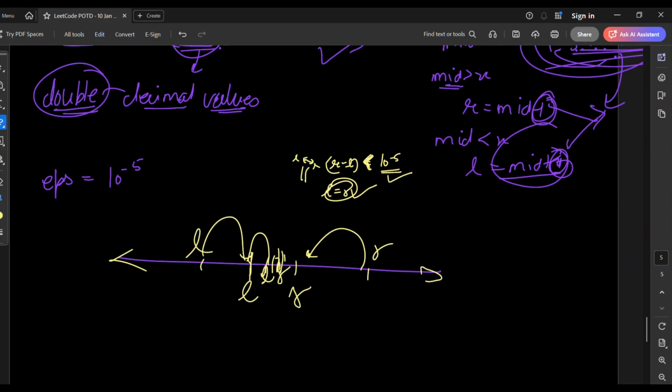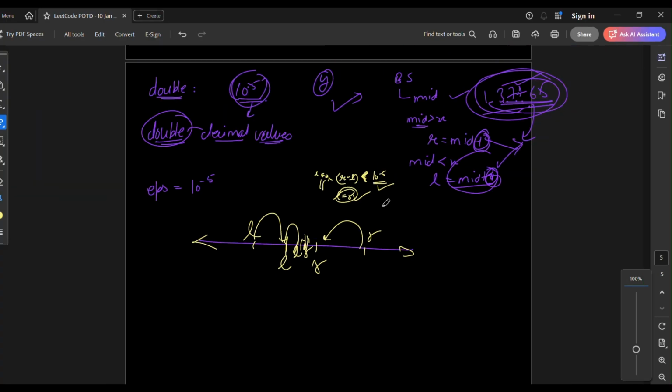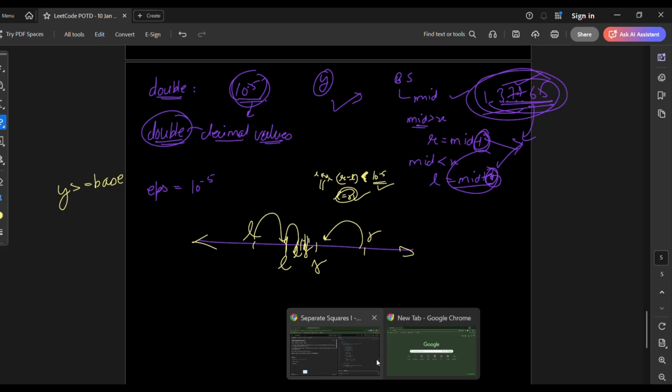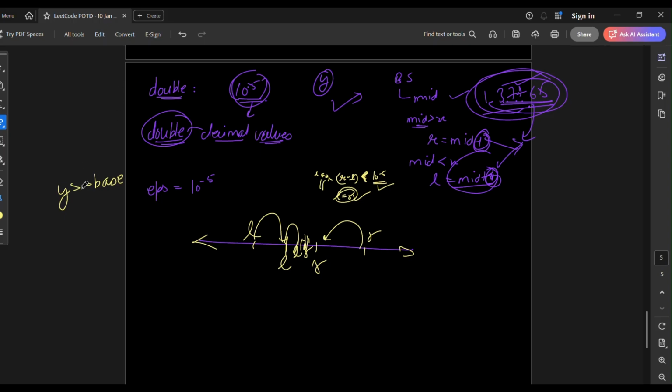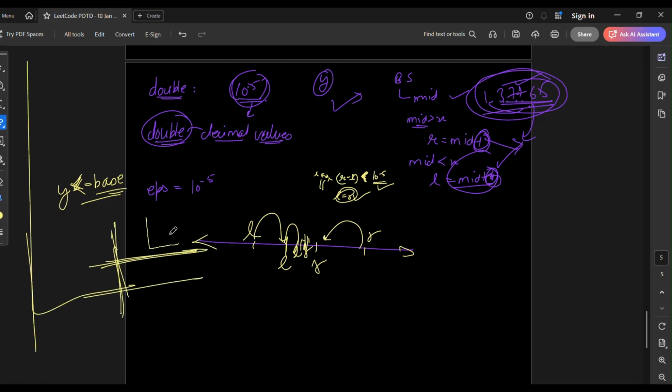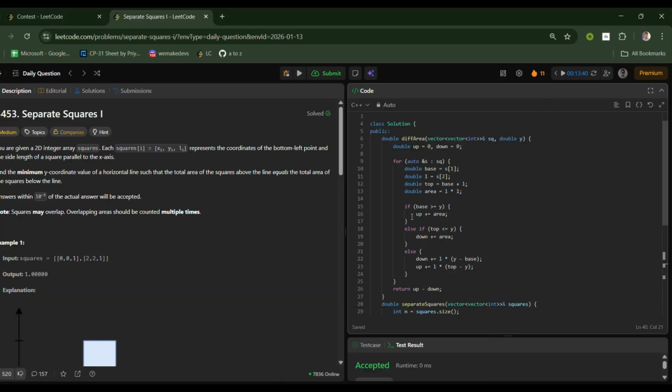If I show you again this condition that we have devised, it simply says that if you look at the code, if the base is greater than y, it means I am looking at this point, and this is my line, and we are talking about these kinds of squares. So it will be added in which part? Up part. So what we have done is we have added it to the up area, the upper area.